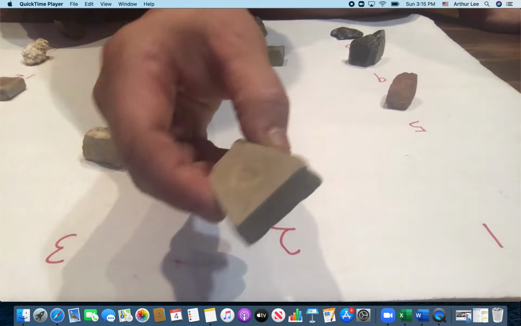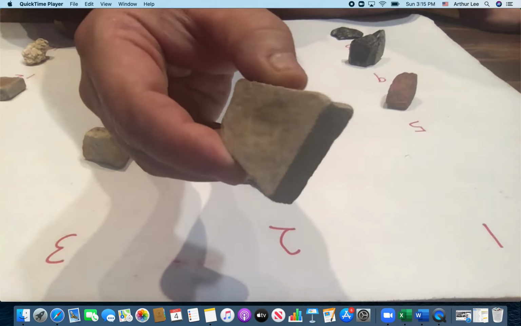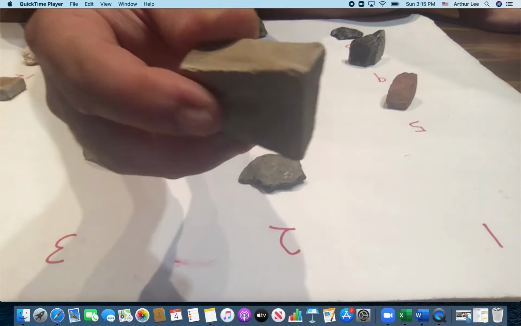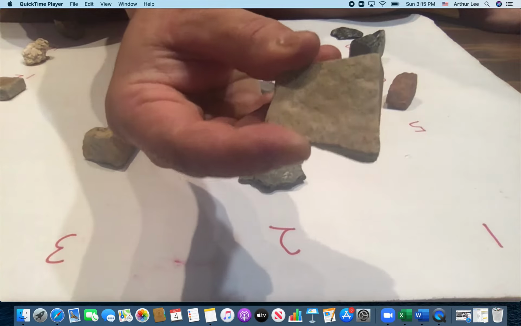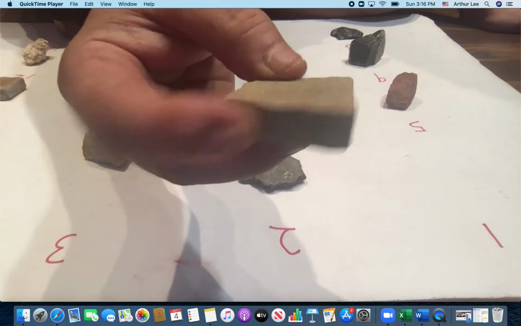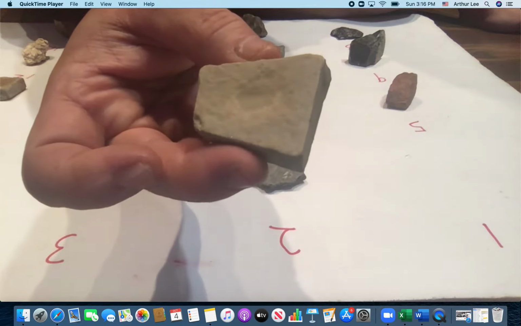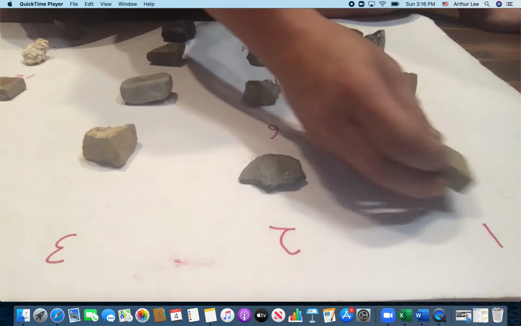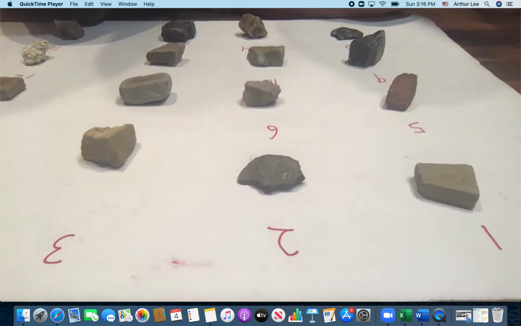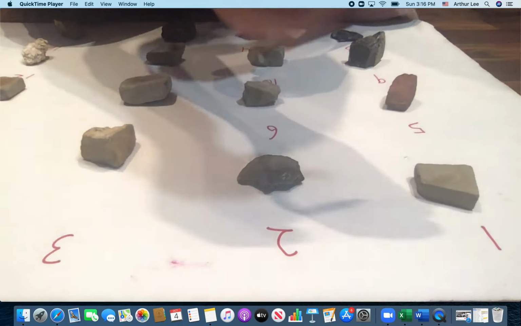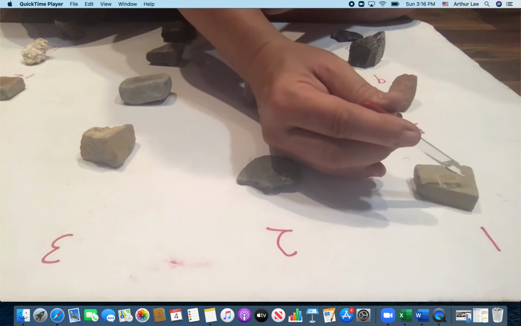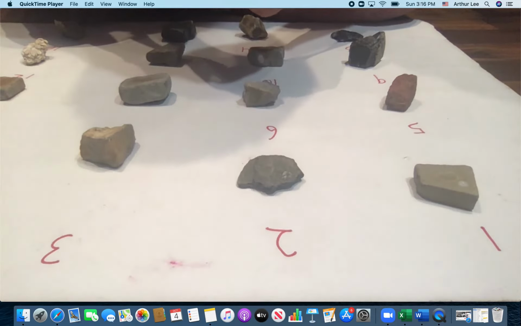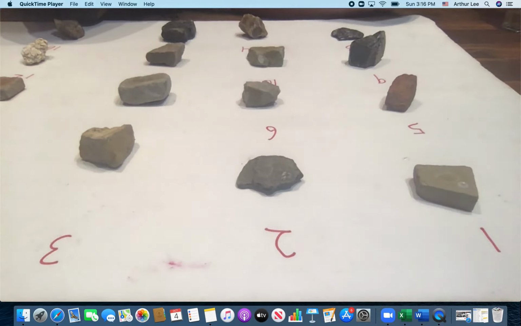Okay, so here's sample number one. Take a good close look at sample number one. I'm going to give you a hint for each rock. And let's drop some acid on one. Can you see that it bubbles really strong? It reacts very strongly to the acid.